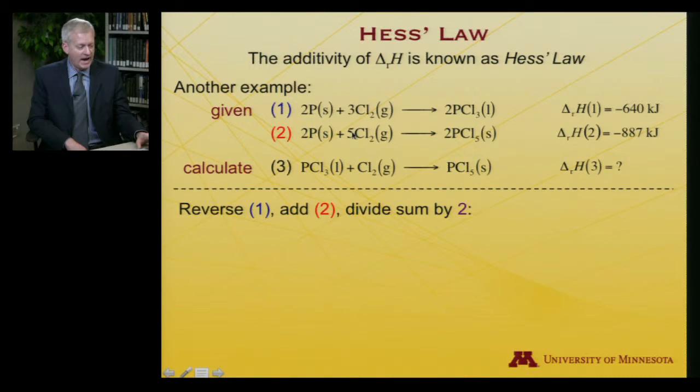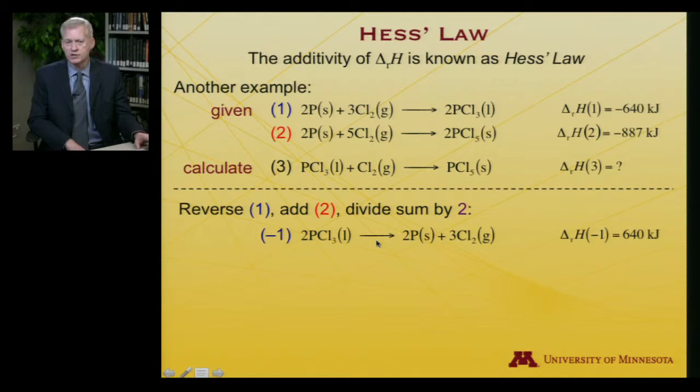I will then add equation 2 so that I have phosphorus pentachloride still on the product side. And I'll need to divide the sum by 2 because when I put 2 phosphorus trichlorides over here and I only want 1 here, I've got 2 phosphorus pentachlorides here, I only want 1 here. So let me just do that.